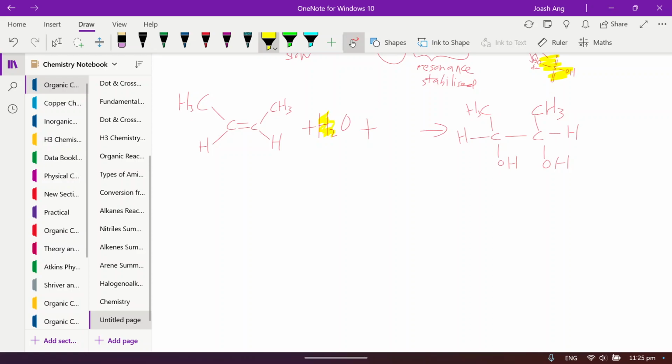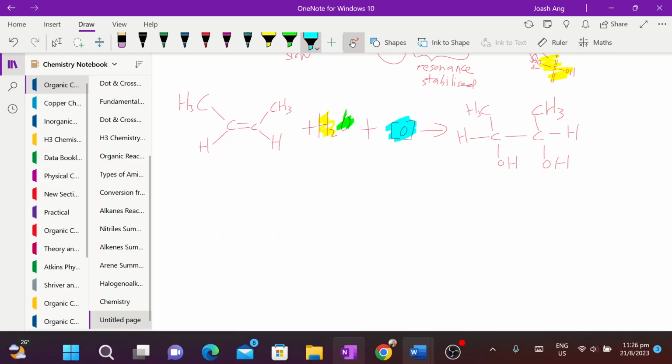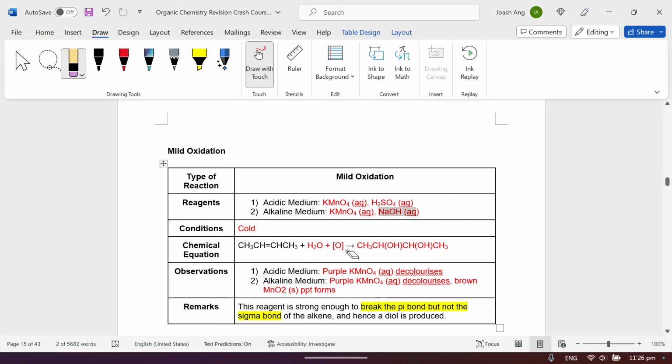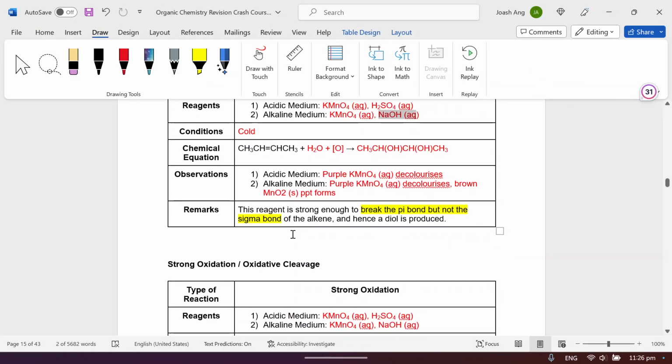Then the next step is, since we are using an oxidizing agent, we would have to represent a gain in oxygen using this symbol right here, a bracket with an oxygen. So in this case, how many more oxygen we need to add is 2 more. On the left hand side, we already have one oxygen that comes from water and another oxygen that comes from the oxidizing agent, that is KMnO4. So this is how you form the chemical equation for mild oxidation.